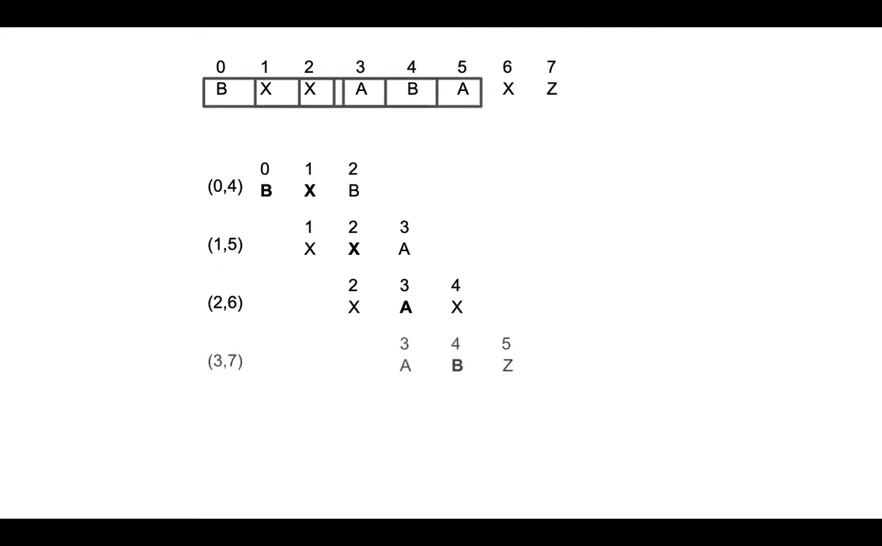Now take another window and check the boundary characters. Both are not equal, that means it is not forming a palindromic subsequence. Now take another window and check the boundary characters. Both are not equal, that means this is not a palindromic subsequence. So what we have to do is reuse the result for the next iteration.